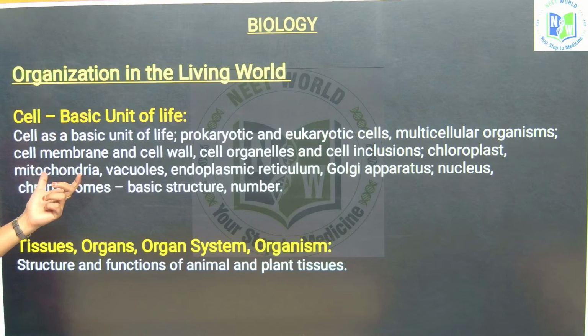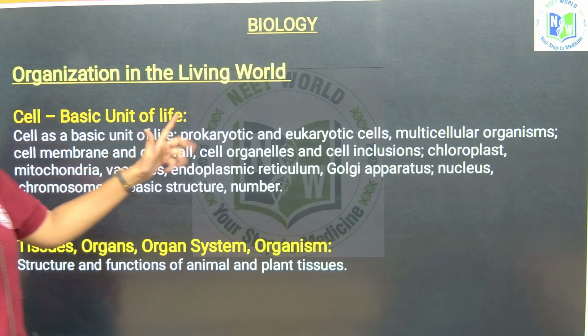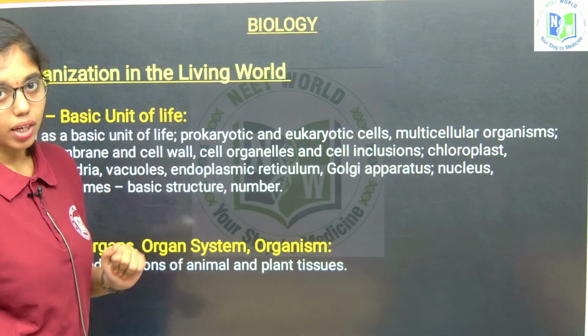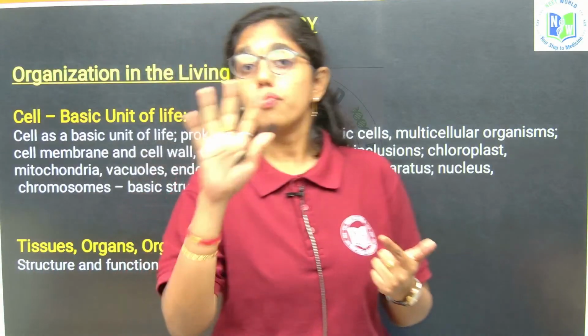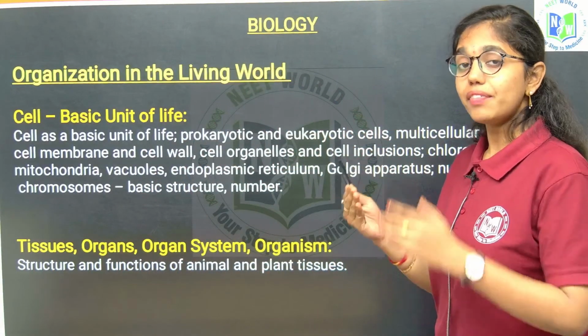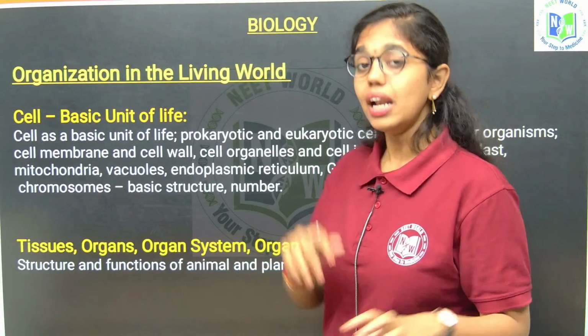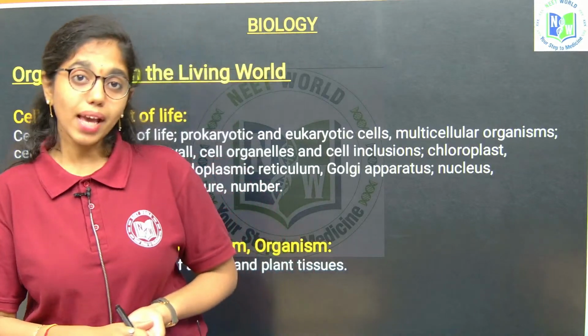In this, what do we have to look into? Cell as the basic unit of life, then prokaryotic and eukaryotic cell. Prokaryotic cell structure, types, physiology, and eukaryotic cell. In the eukaryotic cell, we have to again look into plant cell and animal cell. What types of organelles do we have to exercise?